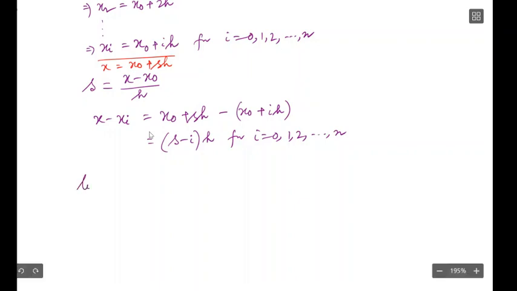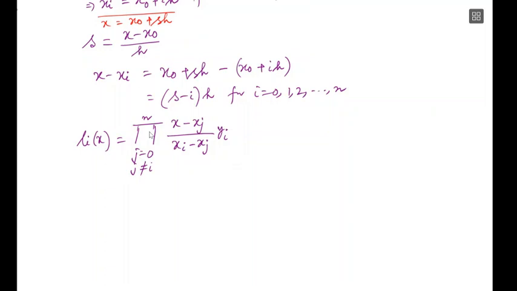So what is Li(x) then? Li(x) was the product, j equals 0 to n, j not equal to i, of (x minus xj) by (xi minus xj), times yi.